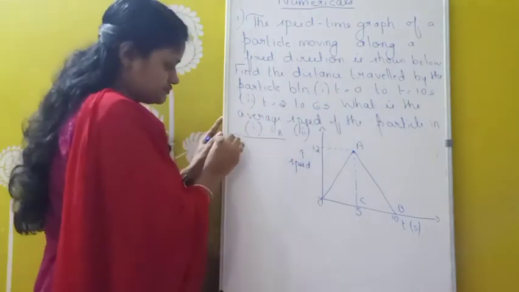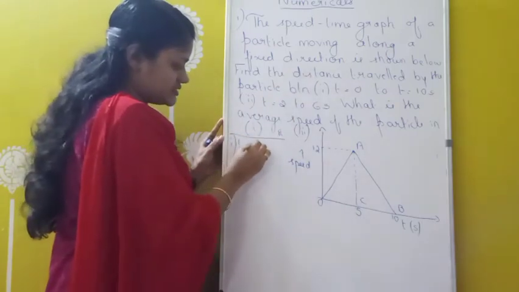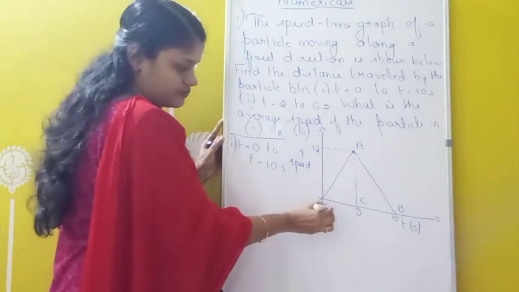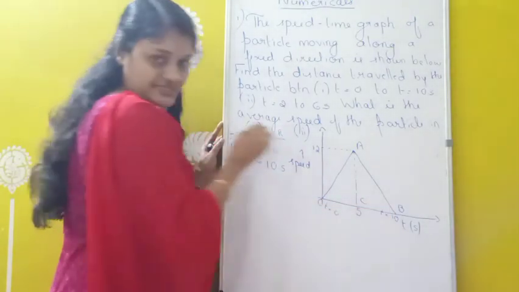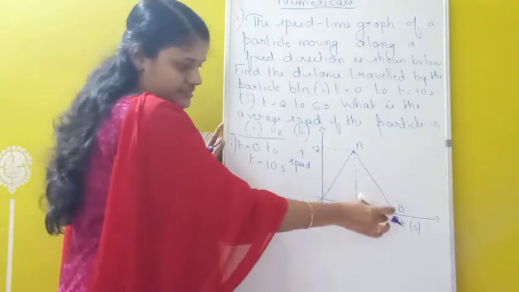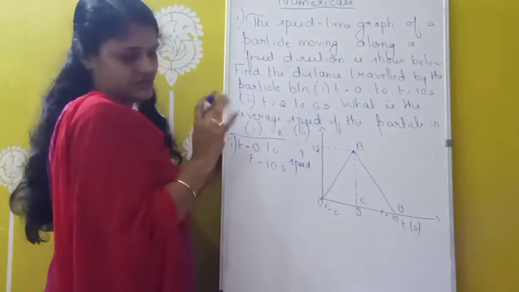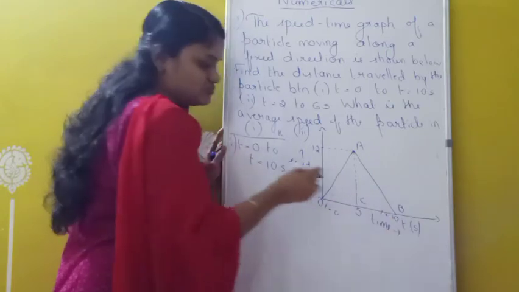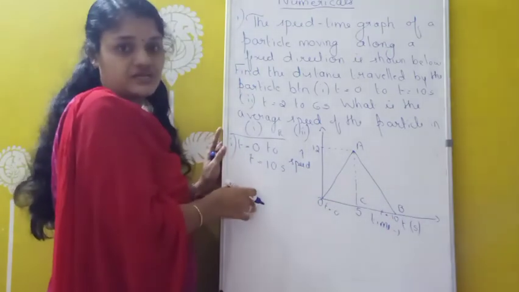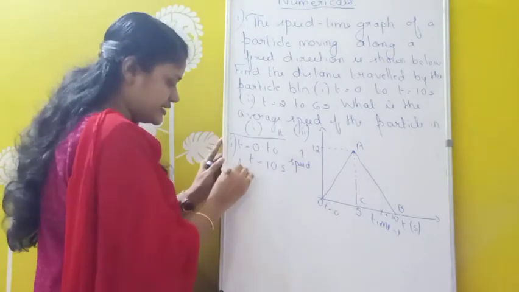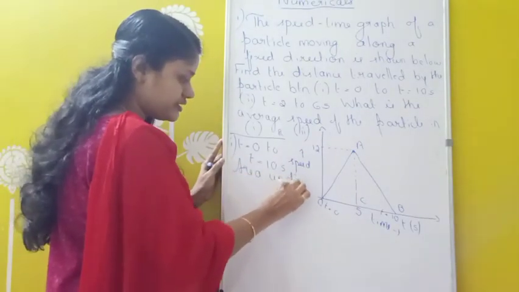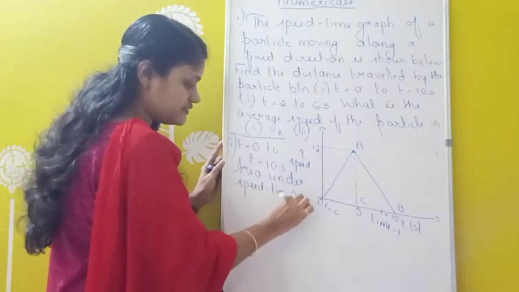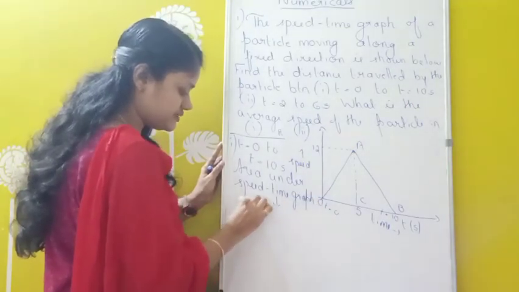So the first case is the time interval t equals 0 to t equals 10 seconds. What is the total distance covered? Here the given graph is a speed time graph. So from the speed time graph, how will you find distance covered? The area under this graph. Area under the speed time graph gives the distance covered.